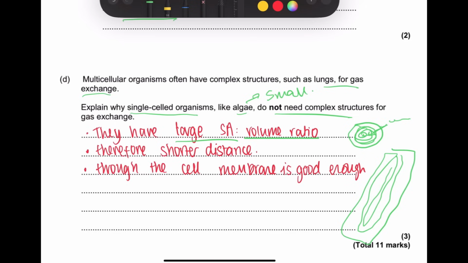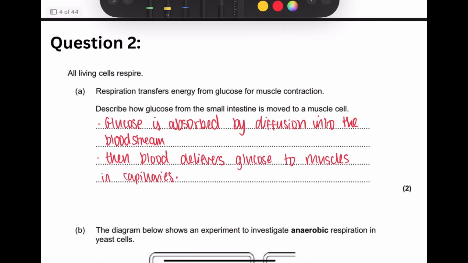That's why it's so much better. And with these types of questions with gas exchange, make sure that you always put large surface area to volume ratio. That's the key word that they're always looking for, even though you explain it right. But with GCSE, the main point is really to make sure you say what the mark scheme requires. So then you just link it back to the question and what it's asking. So you say, that means the cell membrane is good enough.